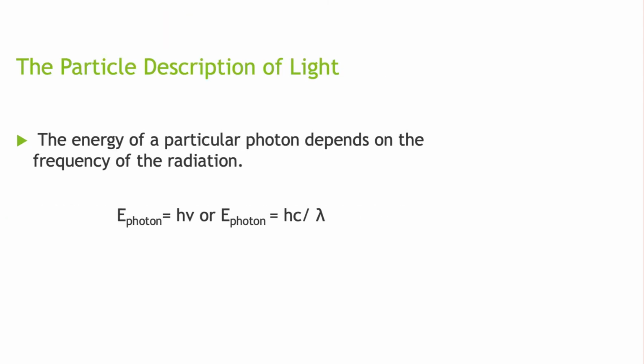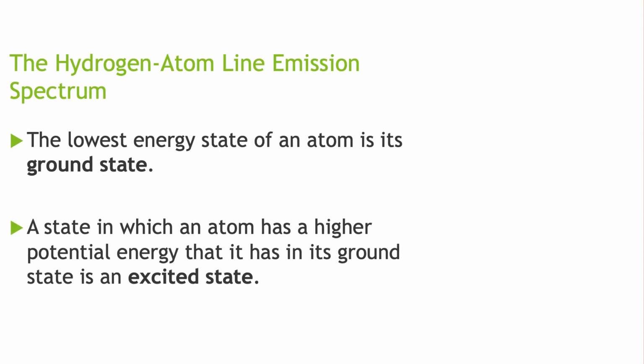And the energy of a particular photon depends on the frequency of the radiation. We've already talked about both of these formulas: E equals hc over lambda and E equals h nu. Energy of a photon, same exact formula. Okay, so the hydrogen atom line emission spectrum. The lowest energy state of an atom is its ground state. And we'll learn about this a lot more in our next video.